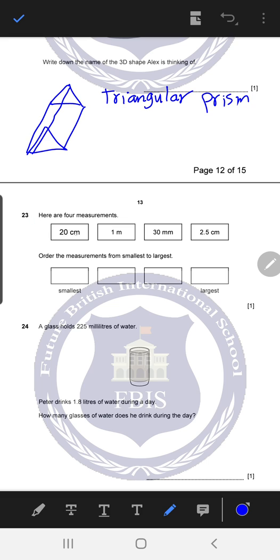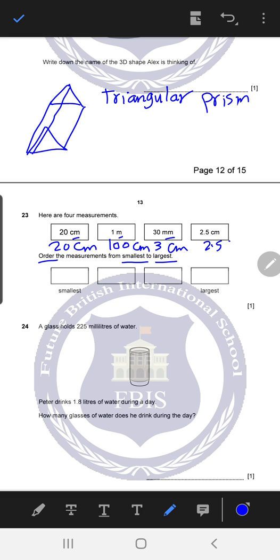Question number 23. We need to order the measurements from the smallest to the greatest, but we have different measuring units, centimeter, millimeter. We will convert them to be the same. I will leave this as 20 centi. This one will be 100 centi. From meter to centimeter, multiply by 100. From milli to centi, it will be 3 only, 3 centi.